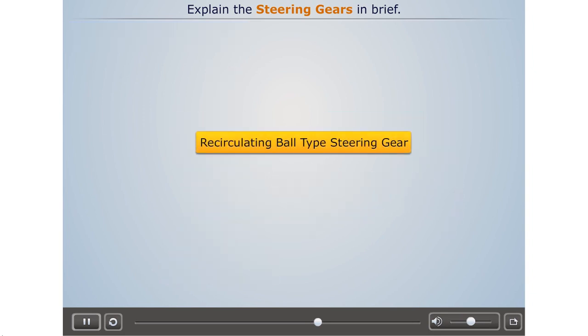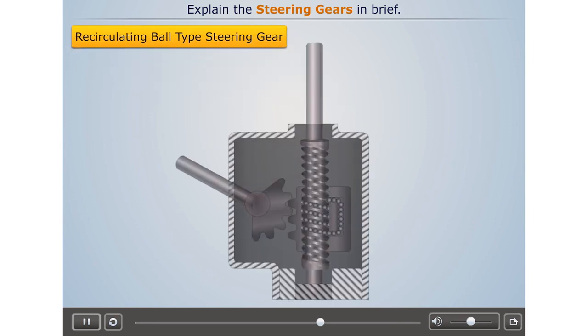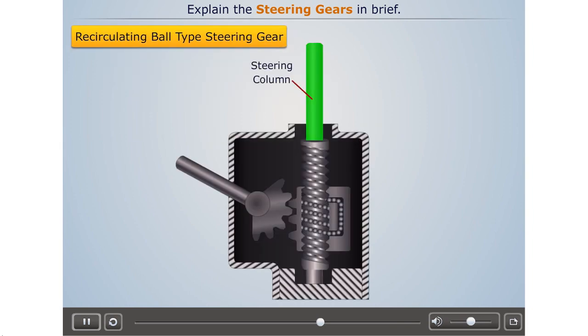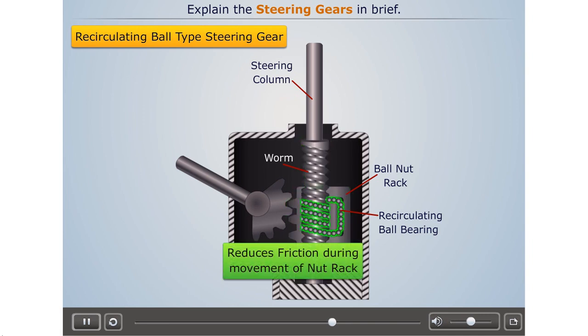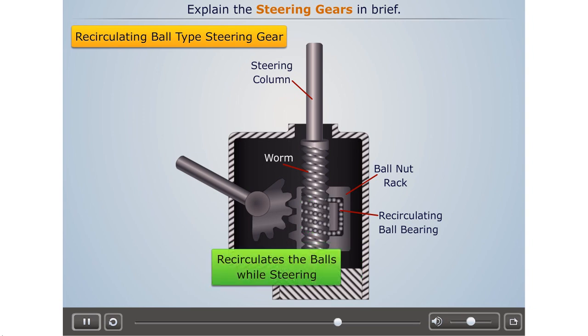Recirculating ball-type steering gear. A typical recirculating ball-type steering gear can be shown as: here the steering column is provided with the worm at its end. A ball nut rack is mounted on the worm, and 2 sets of balls are provided in the groove of the worm, in between the nut and the worm. These balls help in reducing friction during the movement of the nut rack on the worm. To recirculate these balls while steering, 2 mechanical guides are also provided in the nut rack.